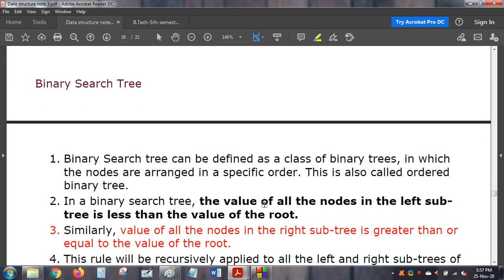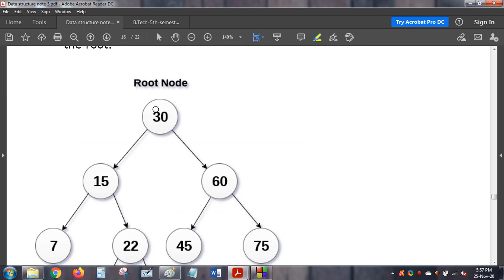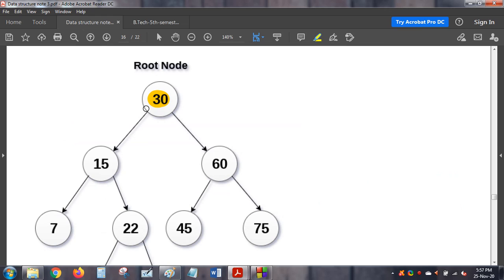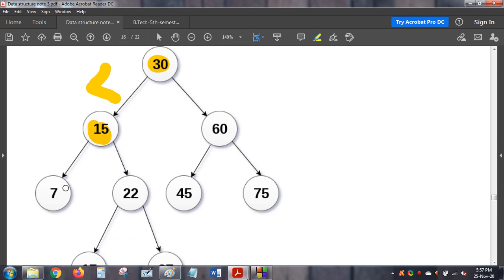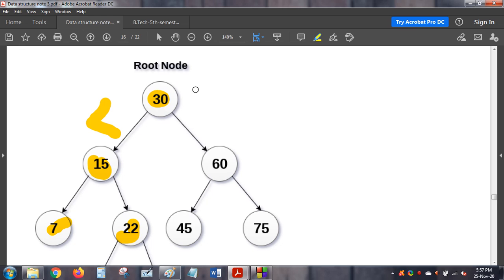Binary search tree we have already discussed. Binary search tree can be defined as a class of binary trees in which the nodes are arranged in a specific order. In binary search tree, the value of all the nodes to the left are less than the root, and the value of all the nodes on the right are greater than the root. As you can see over here, this is my root node. Everything on the left will be less than my root 30. So 15 is less than 30, 7 is less than 30, 22 is less than 30, 17, 27, all of them are less than 30. And anything to the right is greater than 30. See, 60 is greater than 30, 45 is greater than 30. So this is binary search tree.